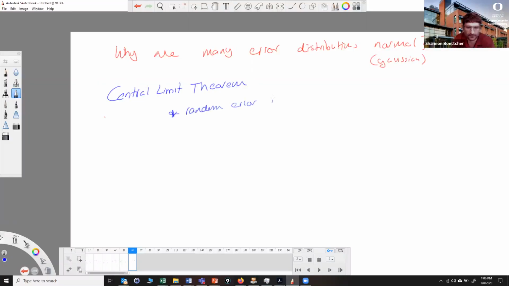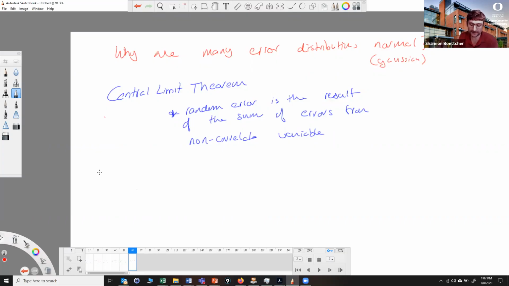Random error is the result of the sum of different errors from non-correlated variables. If you think about it, you make a battery and you measure the capacity of that battery. How many variables do you think go into determining the capacity of that battery? There's probably thousands and thousands of variables. If enough of those variables are uncorrelated, you will get a random Gaussian distribution. So let's do an example. The central limit theorem says that when you have enough random processes that are uncorrelated with each other, the net result ends up being a Gaussian.